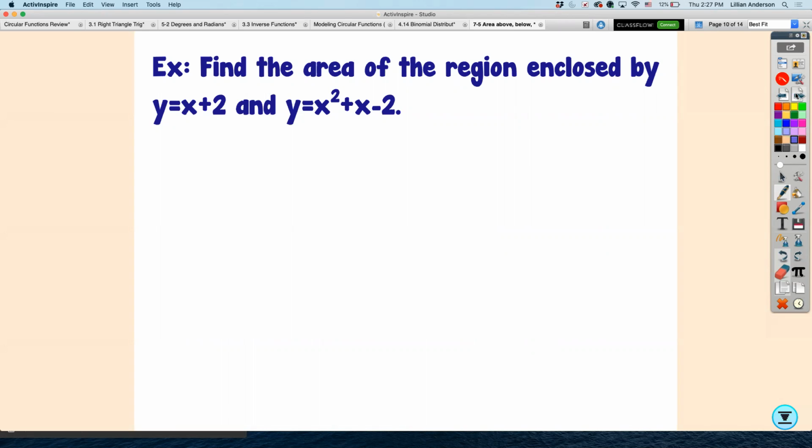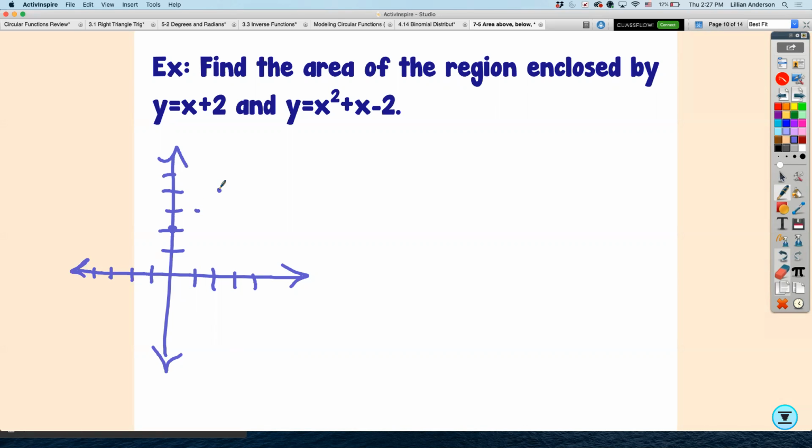So what does x plus 2 look like? Y-intercept at 2, and then going up 1 to the side. So this is what x plus 2 is.